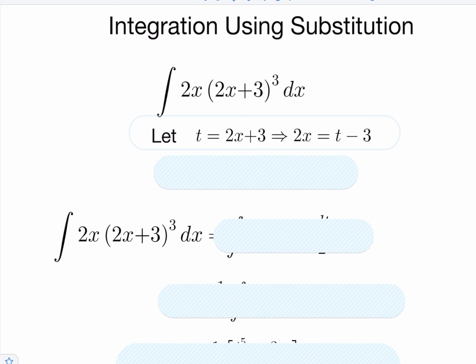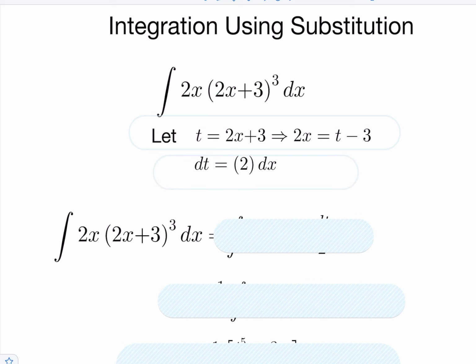I'm going to let t equal 2x + 3. And by letting t equal 2x + 3, then I can isolate for 2x, and that'll be represented as t - 3. So what you want to do here is change your variable by doing a substitution and make this all a function of t now, and it'll make the function easier to integrate. So by letting t equal 2x + 3, we can now conclude that 2x is equal to t - 3. So I can now replace the 2x with t - 3 and replace the 2x + 3 with a t.